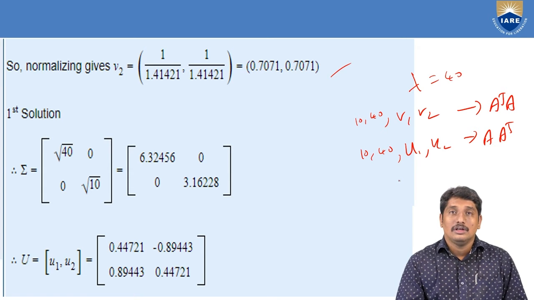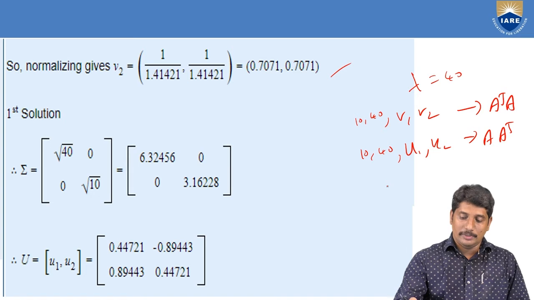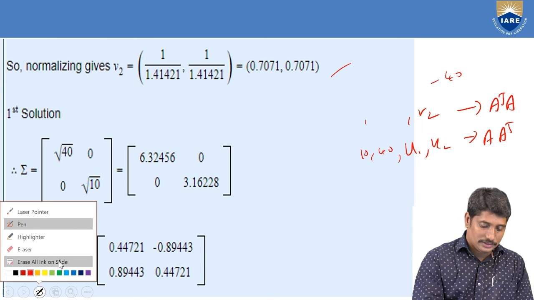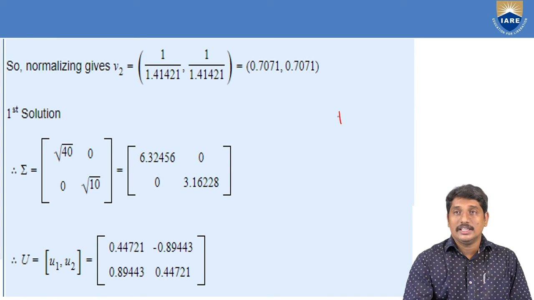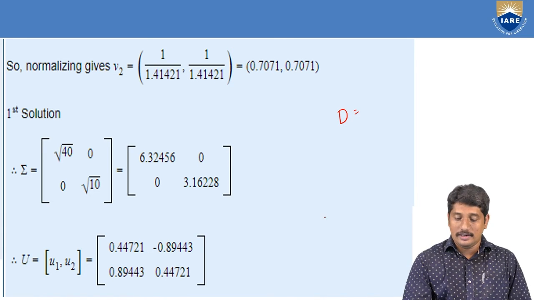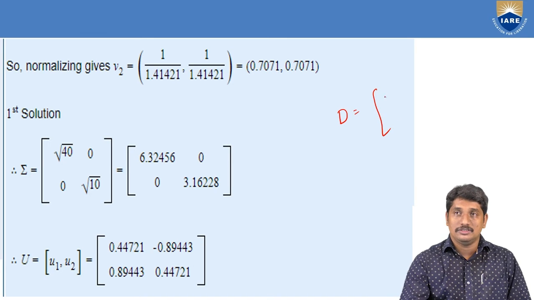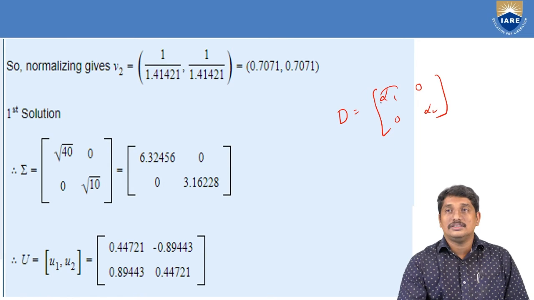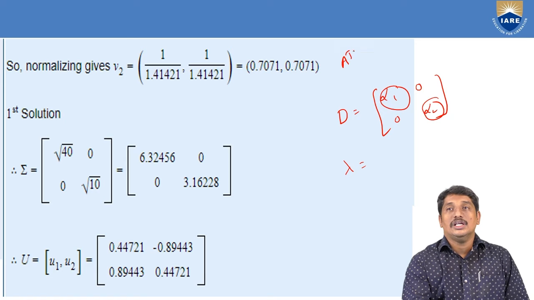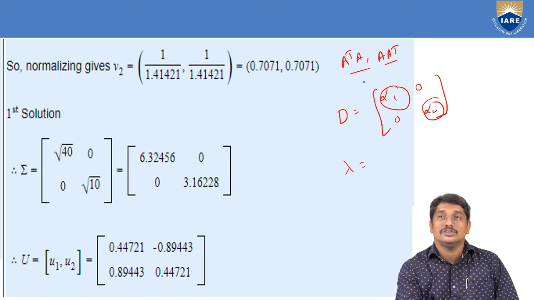Now we are going to calculate the third matrix, that is the diagonal matrix D. How do we calculate this? I told you already that this is a diagonal matrix. Diagonal matrix means it should be like alpha 1, 0, 0, alpha 2. How to calculate these two elements? Simple. First, let us check what the eigenvalues are. Always see, eigenvalues of A transpose A and A into A transpose will always be the same. Eigenvalues are same, but not eigenvectors.